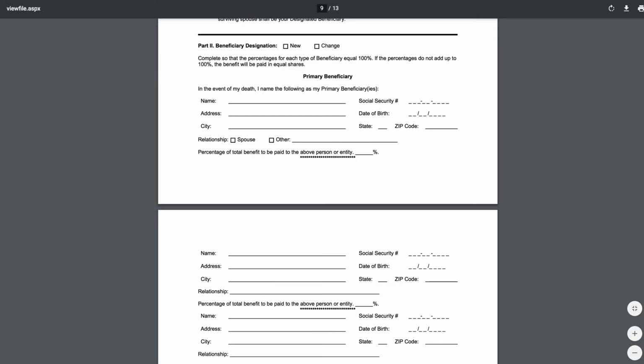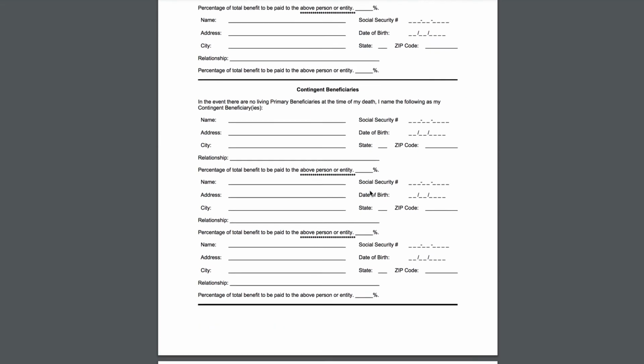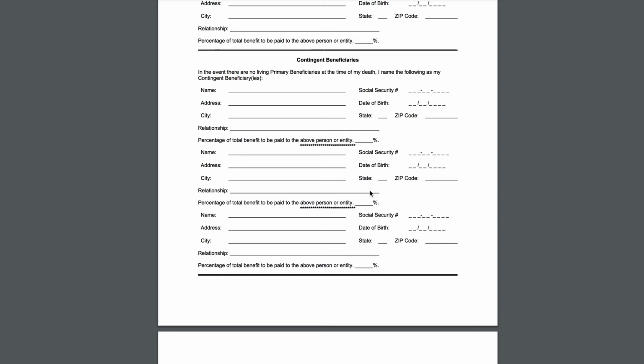So input the name, social security number, address, relationship, and percentage of the primary beneficiary. And you can have multiple primary beneficiaries. So maybe your spouse is 50%, and if you have 2 children, they might be 25-25. You want to make sure these percentages add up to 100%. It is totally fine to just have one primary beneficiary, or you can list more. Contingent beneficiaries are who receive the assets if there are no living primary beneficiaries. So in this instance, you can list numerous contingent beneficiaries, and that percentage should add up to 100% as well.